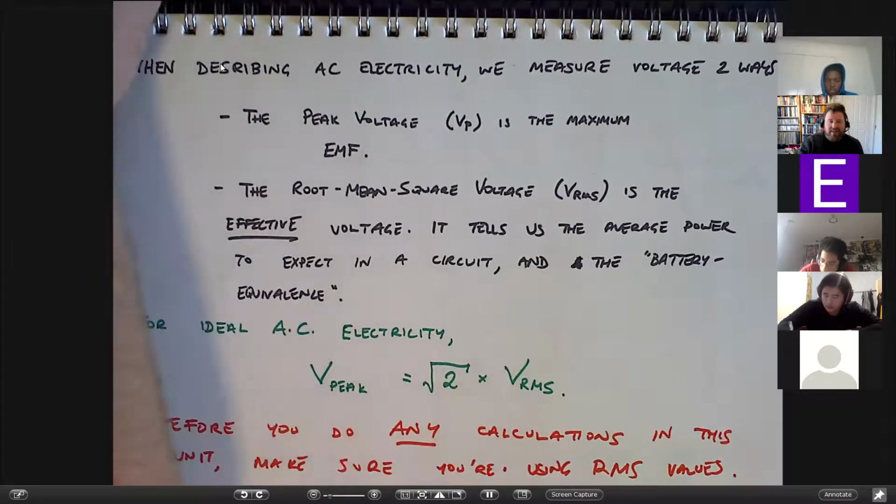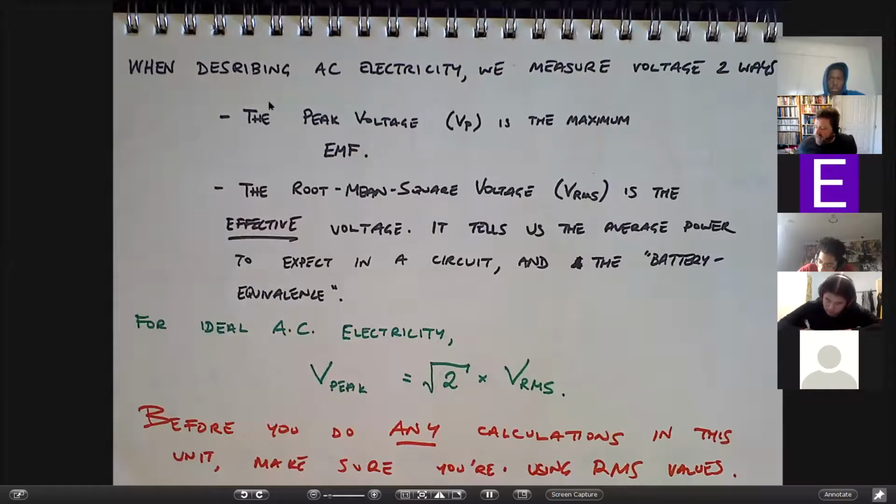That's a brief summary of all you really need to take away from this. So when you're describing AC electricity, you're going to measure voltage two ways. You've got your peak voltage, that's the maximum amount of EMF you're ever putting out, the amplitude of your sine graph. Then you've got your root mean square voltage, which is the effective voltage. It tells you how much power we're getting over time out of this supply. If you were to replace your generator with a battery, that's the voltage of battery you would need to match in terms of making everything work the way it should and putting out the right amount of energy.